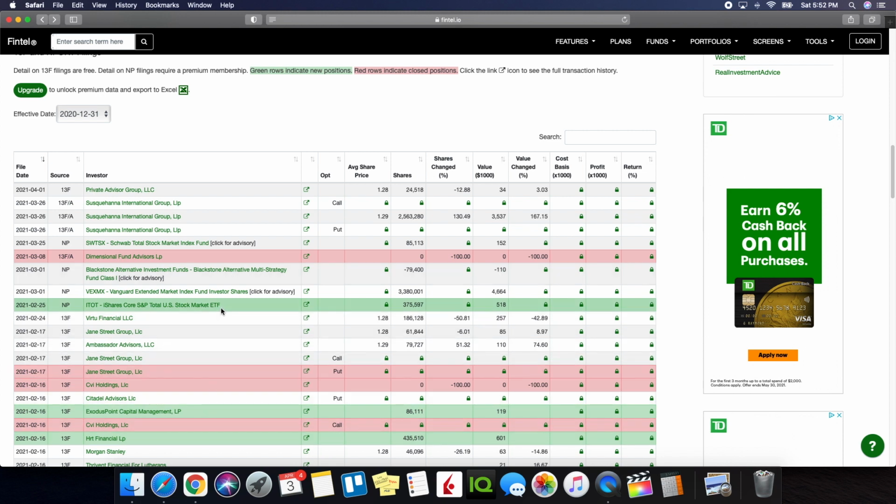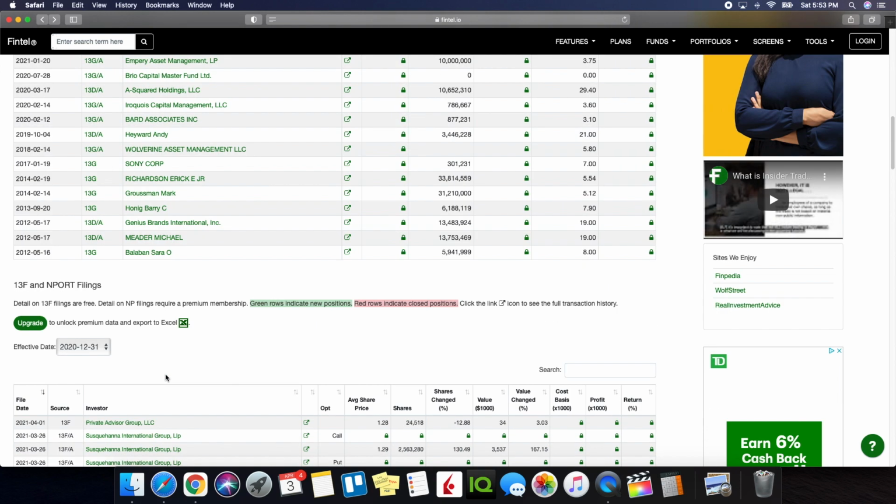But we're also seeing some open positions, and we're also seeing as of late, even on April the 1st, some adjustments were made by Private Advisor Group, as well as Susquehanna, and as well as Schwab Total Stock Market Index Fund. Also have something from BlackRock and as well as Vanguard. So this is going on from March 1st, going all the way to April 1st thus far. And that's not looking too bad. So there is some interest in regards to institutions looking at GNUS Brands.